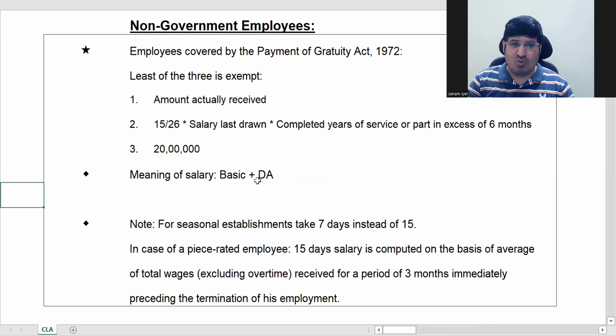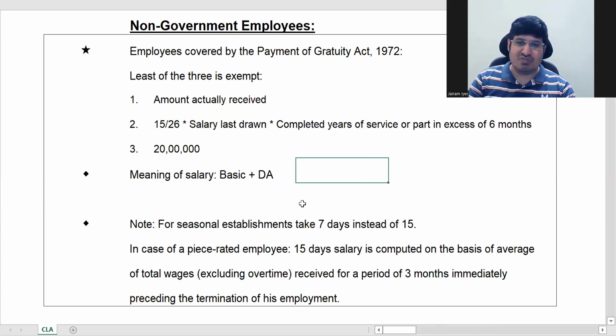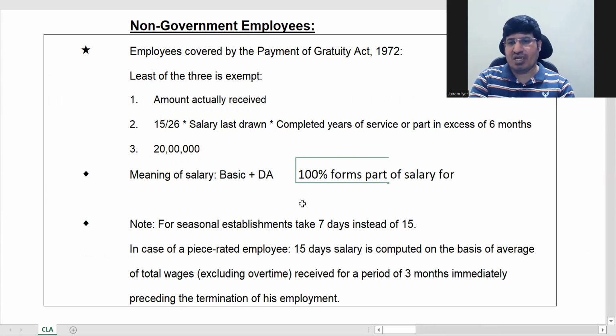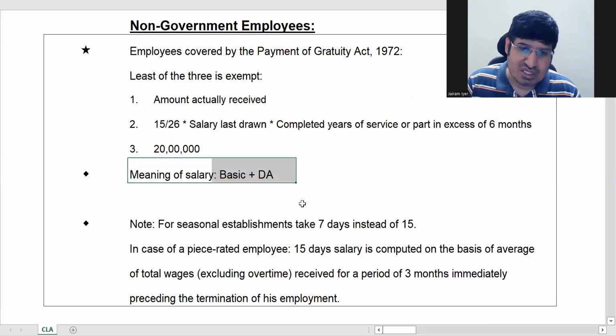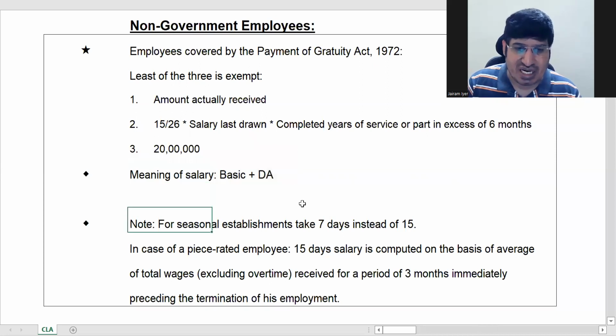So here, when only DA is mentioned, only DA means nothing is mentioned, it means 100% forms part of salary for computing retirement benefits. That is the meaning. Okay. Nothing is mentioned, then it means fully forming part of salary. Okay. So this is the basic, this is the meaning of salary here.